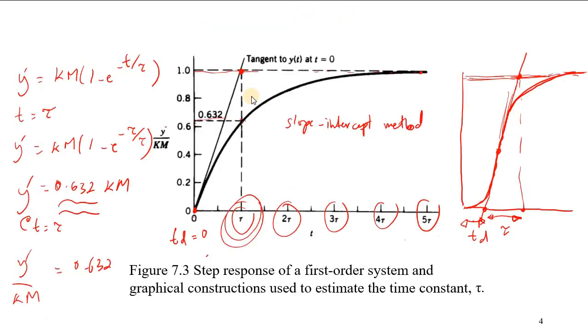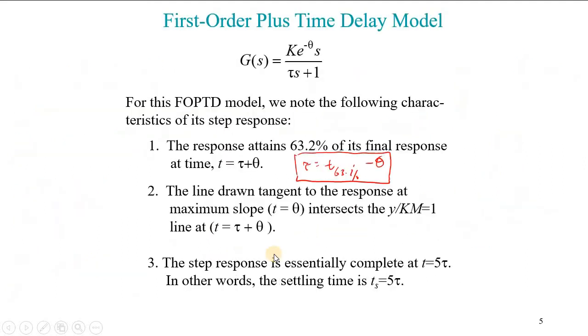Okay, and it intercepts where? Up here and down here, and then you're going to take the tau. In this case, it intercepts here and here. So tau is between the two intercepted points.